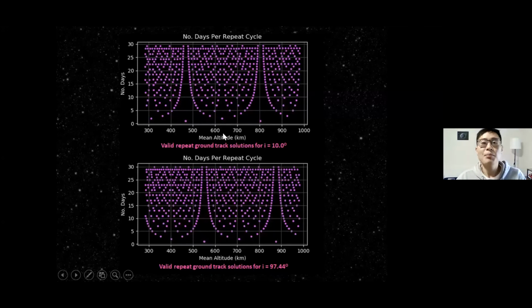The number of days on the y-axis refers to the number of days after which a satellite that starts at a particular lat long, and goes along this bunch of sine waves, eventually appears again at this exact same spot. The x-axis is the mean altitude that we have selected to achieve this. This is just a local search space for all the possible repeat ground track trajectories.